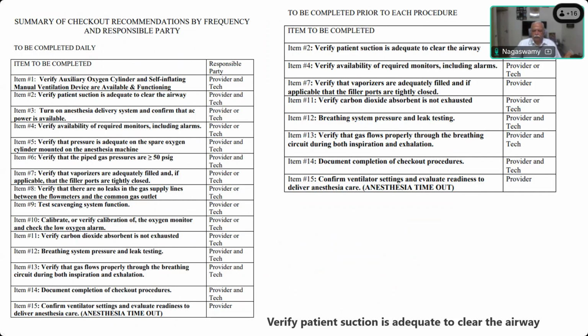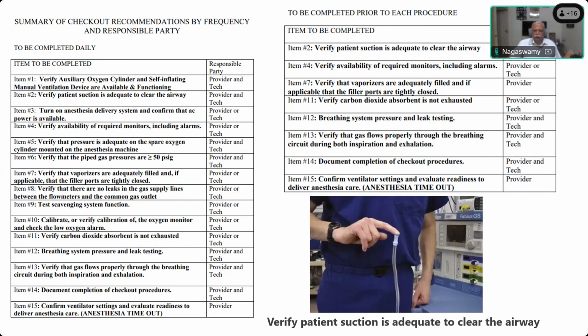Verify patient suction is adequate to clear the airway. This is how you check the patient's suction power. This is given in the option DARS. When you attach the suction tip to your finger and there is no other support, the suction tube should be stuck to your finger. And what should be the pressure at that time?